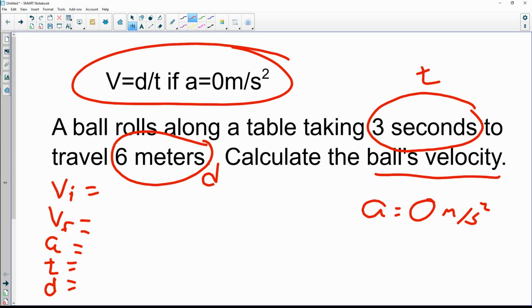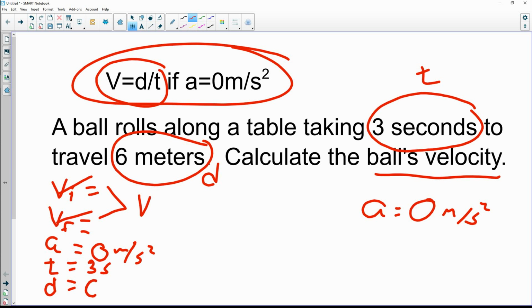So we're looking for a velocity with no acceleration, which means we're going to be using this equation, v equals d over t, and because there's no acceleration, there is no VI or VF, there is just the one constant velocity. There is just a velocity. And we know that the acceleration is 0 meters per second squared because we assume by looking around the problem that there's no acceleration. We know the time is 3 seconds, and we know the displacement is 6 meters.